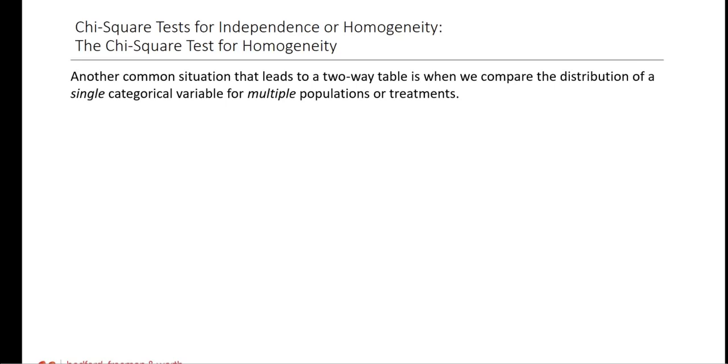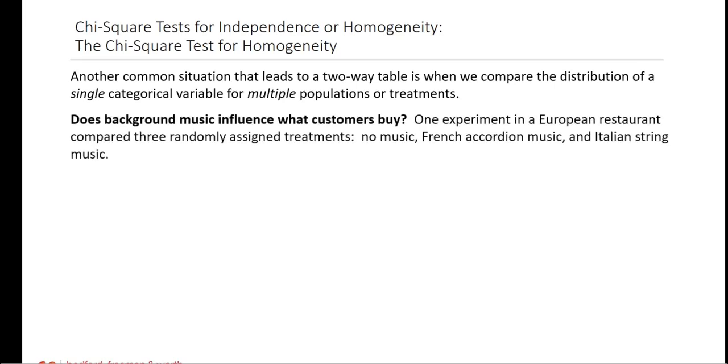So oftentimes there's like three or four different samples of stuff. It's not one sample. You're comparing it to multiple different populations. So just subtly different than the independence test.